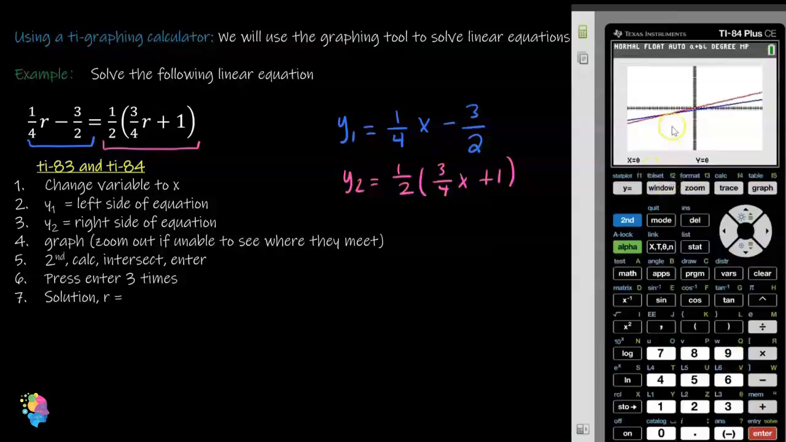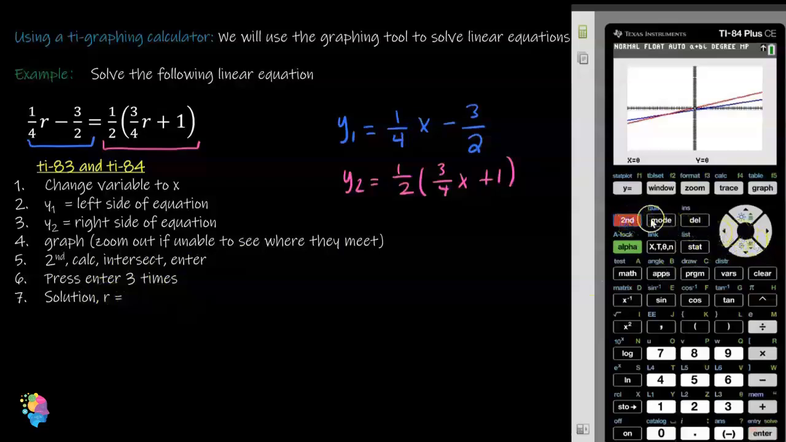There it is. Now I can see where they intersect, right here. So right here where they meet, that's where the solution is. The way that I find right here where they meet is by pressing second calc, intersect, press enter, then press enter 3 times, and then my solution will be there. Let's see if it's true.